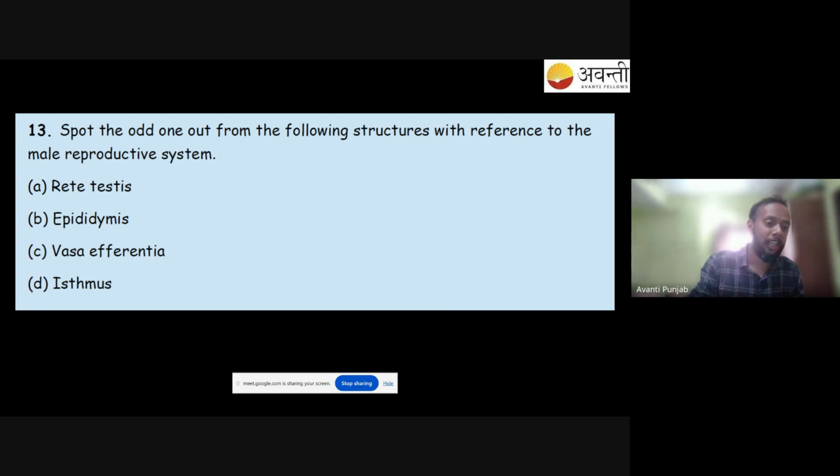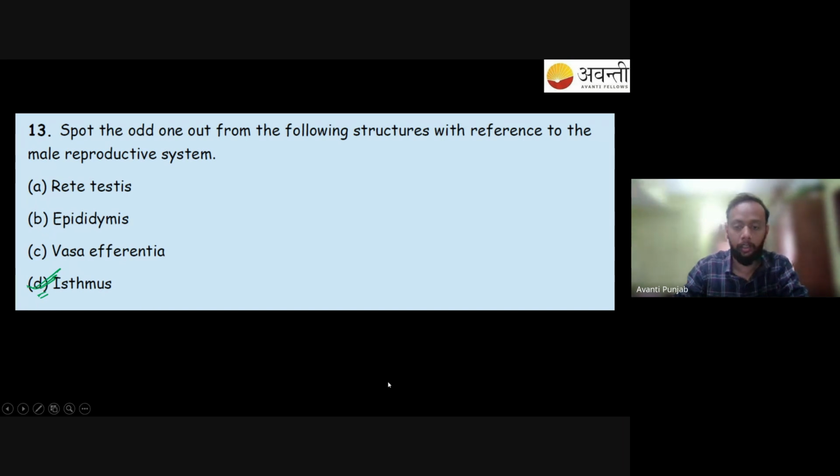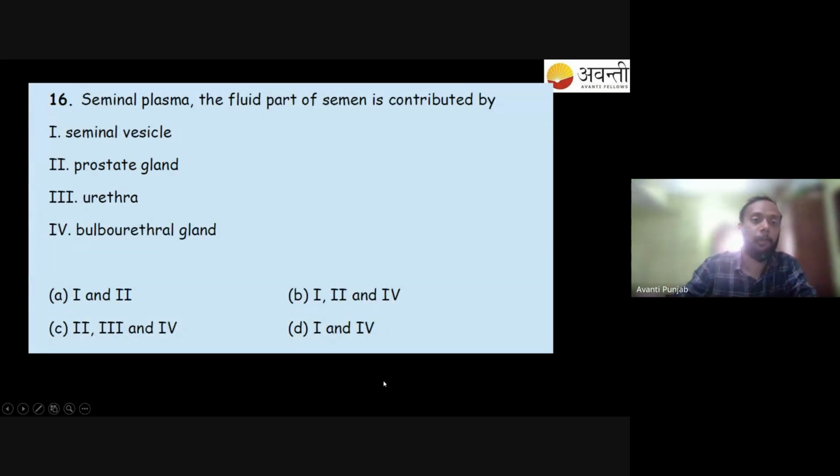What is happening? Okay, it is going to be your isthmus, right? चलो चलो बेटा आंसर करो चलो. So you'll have this isthmus is the odd one out over here, right? That is something you'll find in the fallopian tube. Then after this, you have ये वाला.